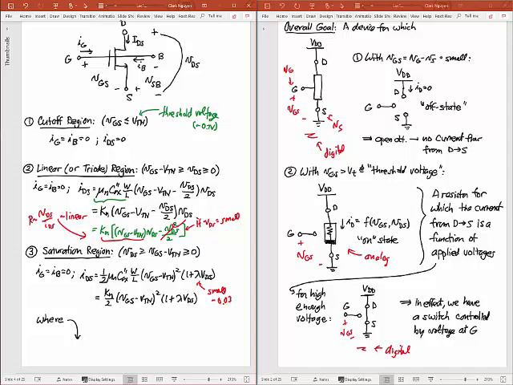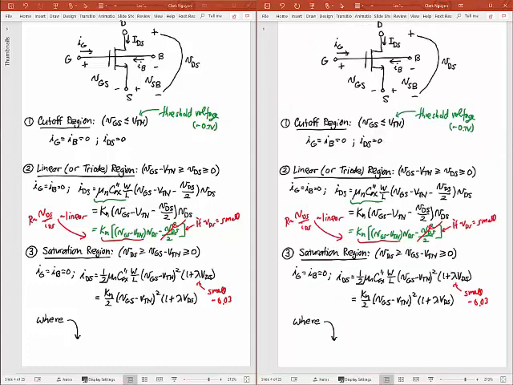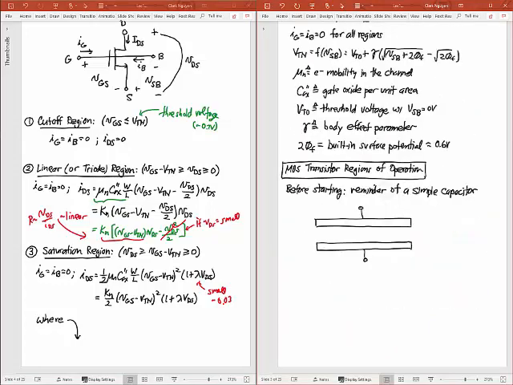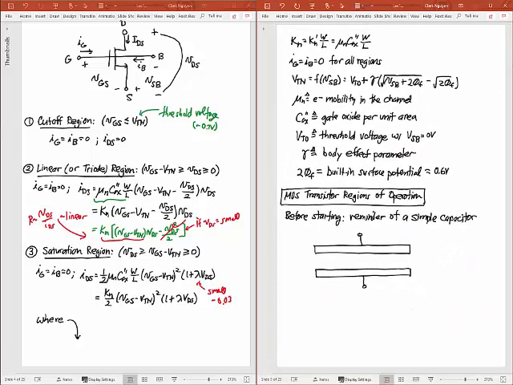Now I've got all these constants here, the Kn, the mu n, the Cox. I'm going to define them for you right now. I have prepared definitions right here. Okay, so Kn equals all this stuff, this function of mu n Cox. You've seen mu n before as mobility. Cox is the gate oxide capacitance per unit area. Vt0 is the threshold voltage at a voltage VSB equal to 0 volts. Gamma is a body effect parameter. 2 phi f is a built-in potential, usually equal to about 0.6 volts. But that's a lot of stuff there. Okay, and I'm just throwing it at you now.